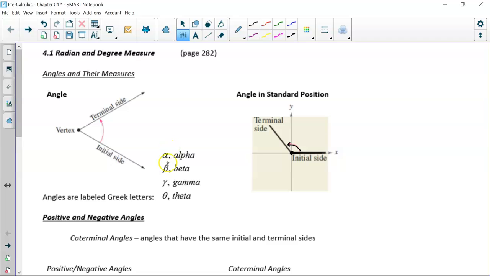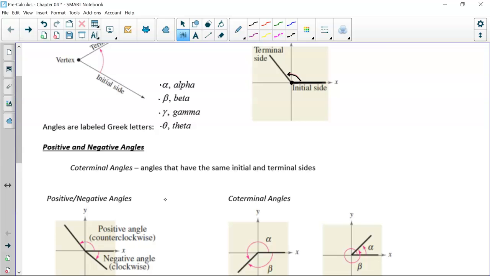You'll be seeing different types of notation for angles. We usually label them with Greek letters: alpha, beta, gamma, theta. And those are just Greek letters that you'll commonly see to label angles with.